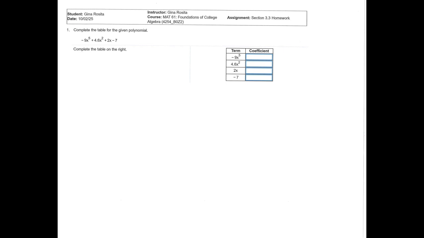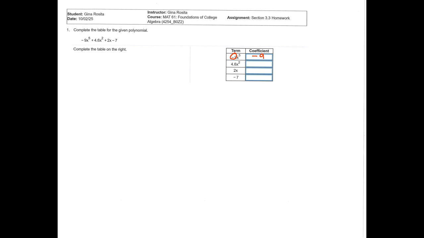So now look, they ask about the coefficient. The coefficient of a term is the numerical factor of the term. Okay, so look at this one, the numerical factor of the term. Negative 9x to the fifth means the numerical factor is negative 9. So the coefficient is negative 9.